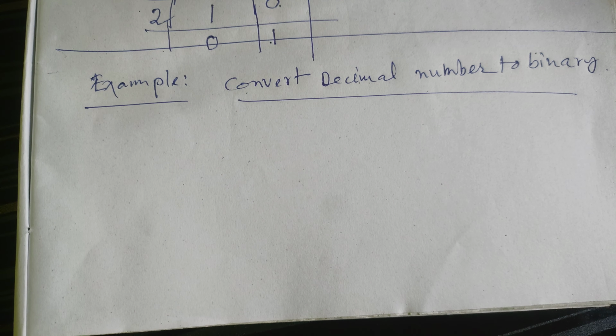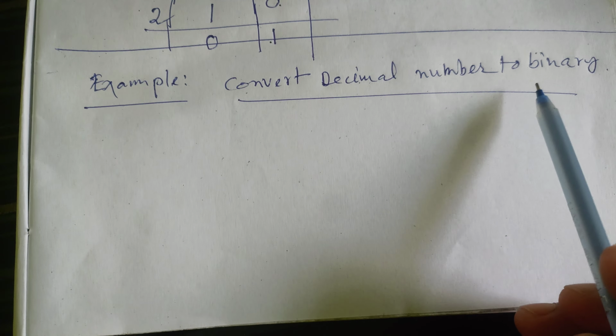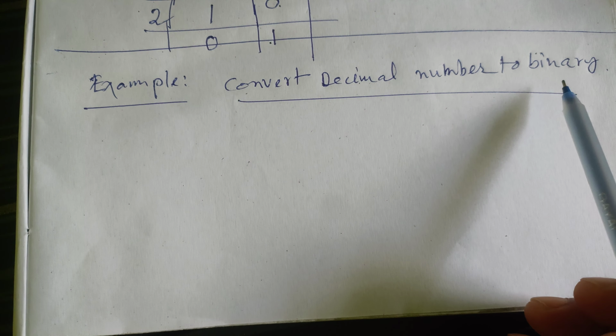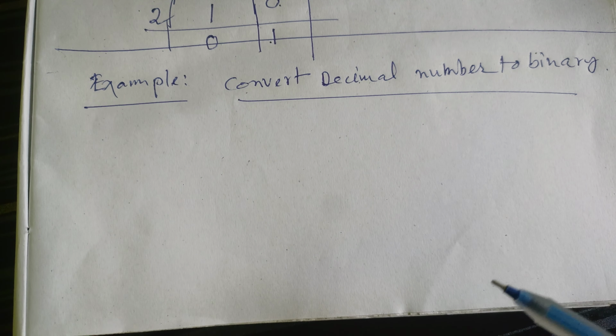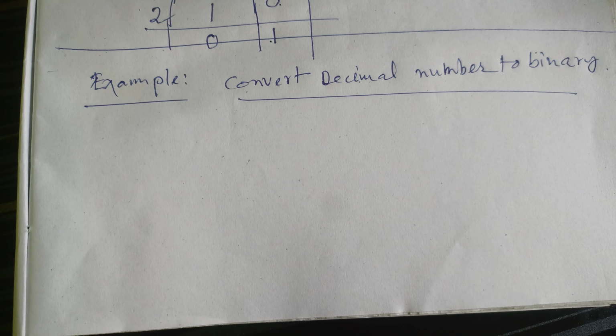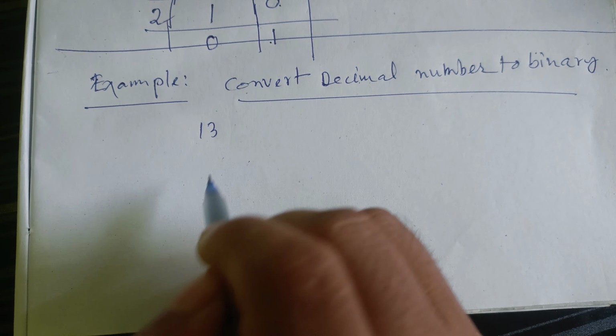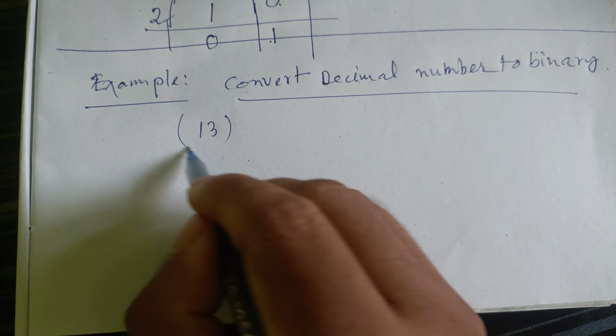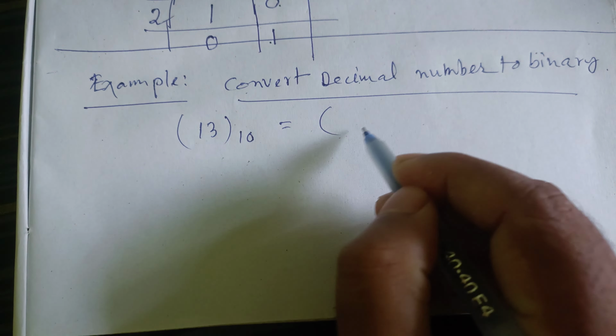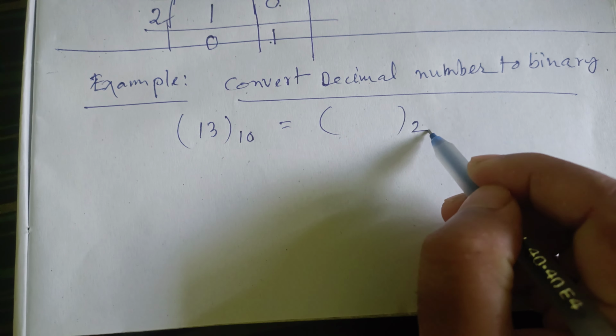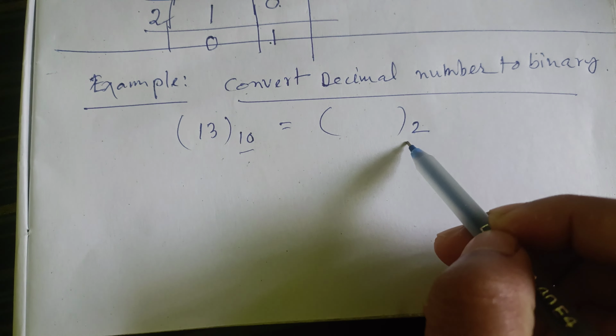In this video we'll discuss how to convert a decimal number to a binary number. We already have shown how to do that. In this video we'll take one example. So here the decimal number that we want to convert is 13, from base 10 to base 2, that means decimal to binary.